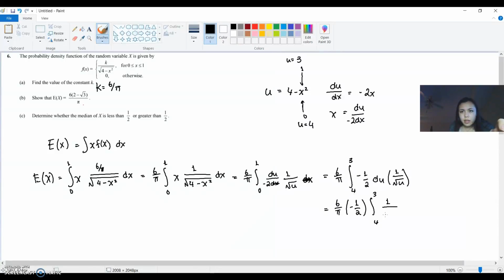Okay, this can be rewritten as u to the negative 1 over 2 power, because it's in the denominator, du. Let me say this is negative 3 over pi, right? Now we can integrate that, and that will give us, you add 1 to the power, right?